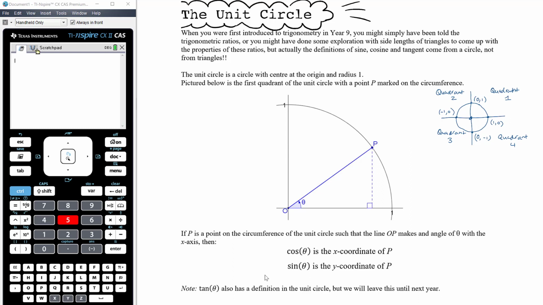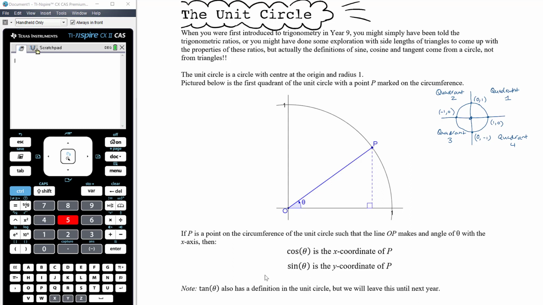So if we have a point P on the unit circle such that the line OP, so that blue line, makes an angle of theta with the x-axis, then cosine of theta is the x-coordinate of that point, and sine of theta is the y-coordinate of that point. That is the definition of sine and cosine. They're all to do with the coordinates of points on the circumference of the unit circle.